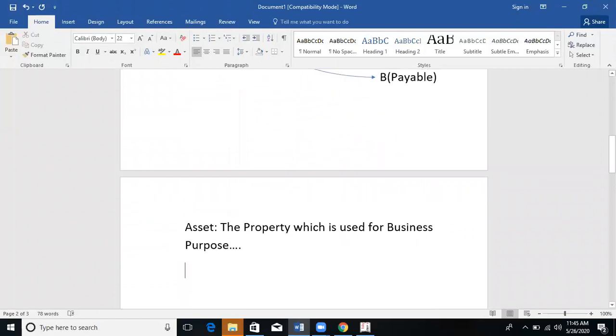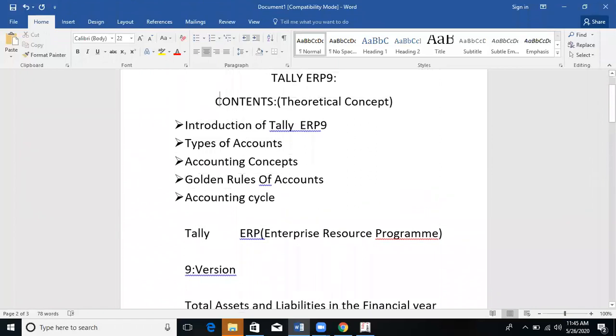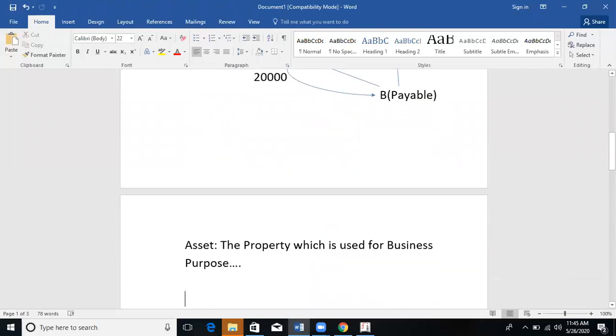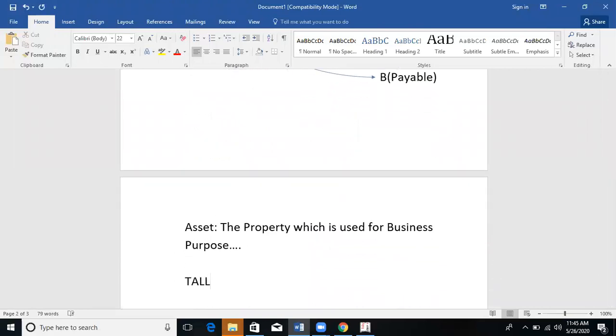So the Tally full form we have learned here: total assets and liabilities in the financial year. ERP is covered. Nine is nothing but the version. The next one: Tally was developed by, everyone knows, Bharat Goenka, in the year 1988. He is from Bangalore.